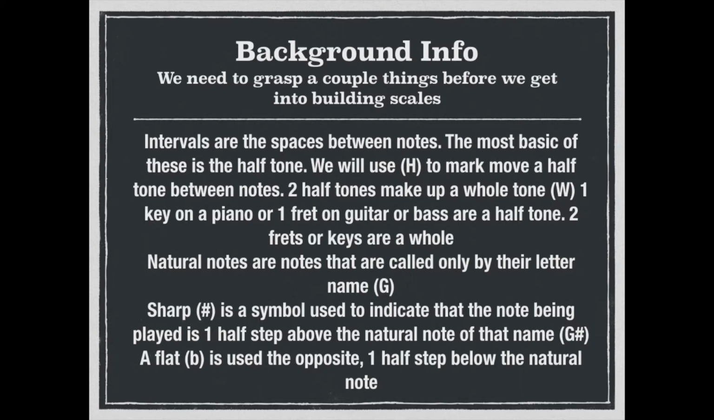Natural notes are what a note is called when it's just the letter of the note, such as G, C, B, A. Those are all natural notes. A sharp is a symbol that's used to indicate a note being a half step above the natural note. So A sharp would be on the fret or the key immediately above the A. G sharp is the example I use. So G sharp is one fret or one key right above G.